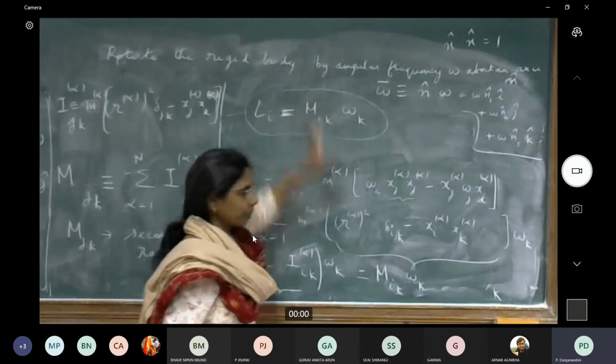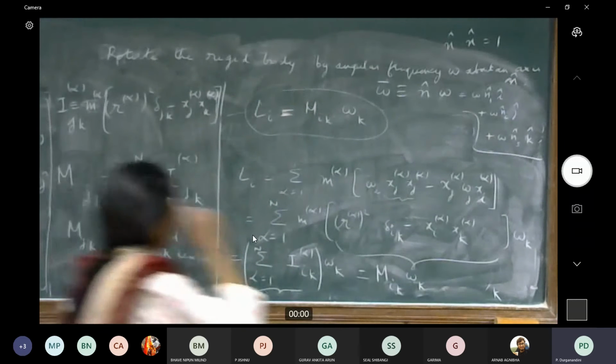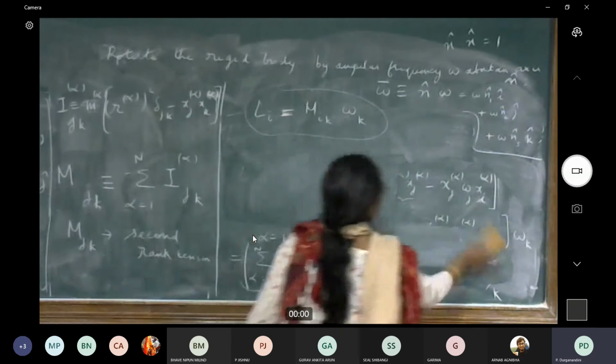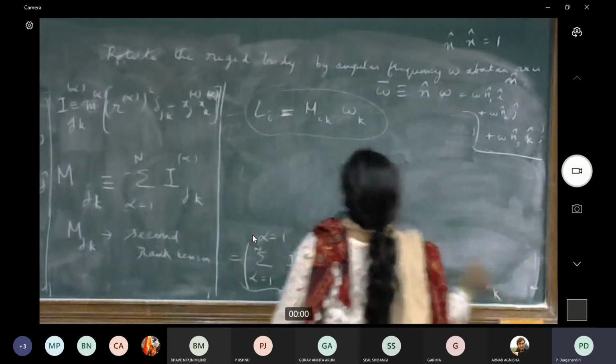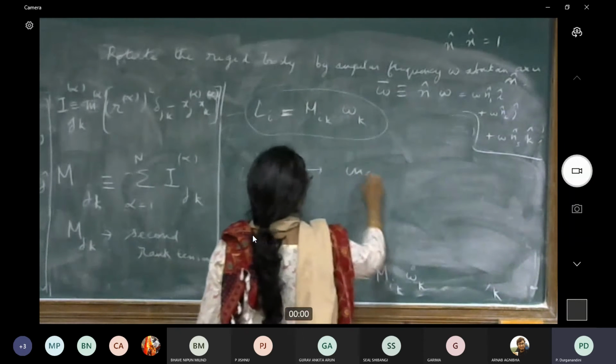Which is called the moment of inertia tensor. Or actually, I won't call it moment of inertia tensor, I'll simply call it the inertia tensor. So this Mij is called the inertia tensor.